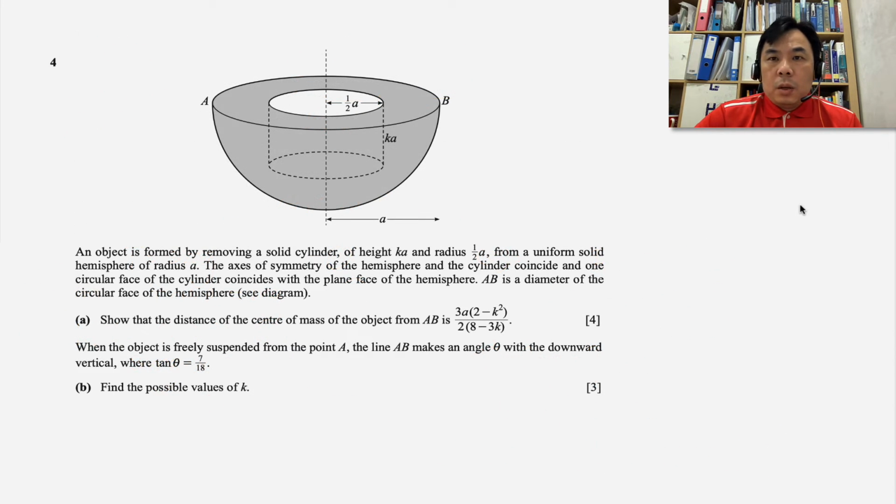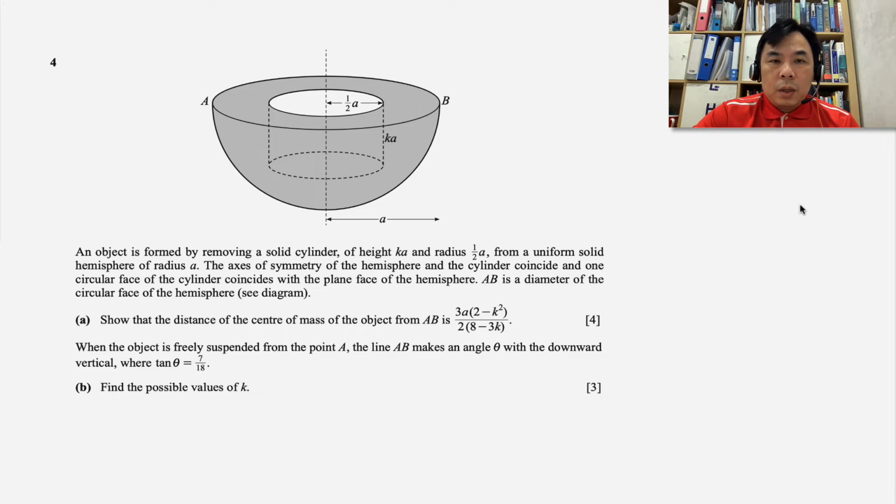Right. Welcome back. This is our next question 4. This is a question regarding the center of mass of a solid rigid body. Let's read through before we attempt this. An object is formed by removing a solid cylinder of height ka and radius half a from a uniform solid hemisphere of radius a. The axis of symmetry of the hemisphere and the cylinder coincide, and one circular face of the cylinder coincides with the plane face of the hemisphere. AB is the diameter of the circular face of the hemisphere. You can see that from the diagram.